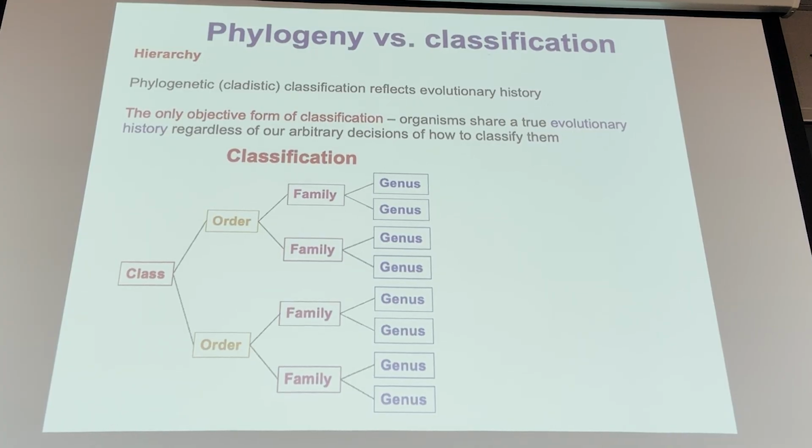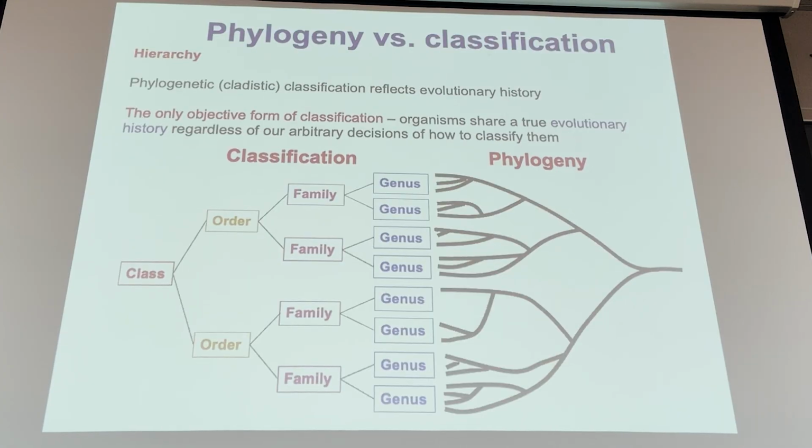So phylogeny is going to look like this. It's going to look maybe similar to it. It's kind of a branching system. And if we actually named all the organisms based on their common ancestry, the phylogeny and the classifications would match up really nicely, like this.